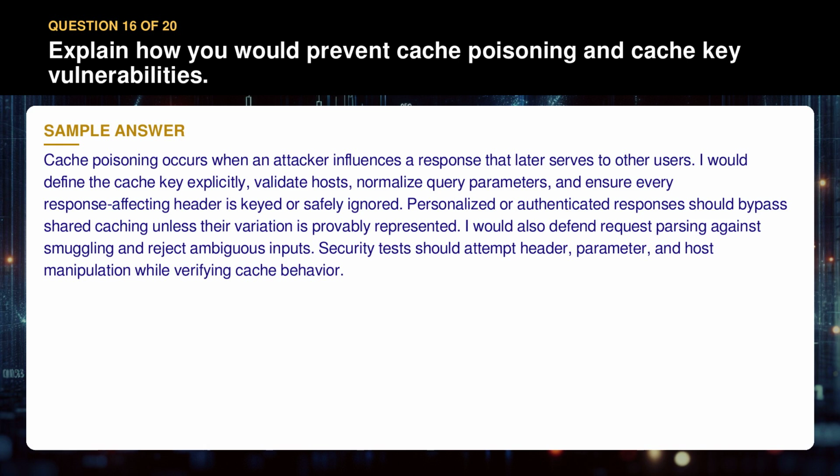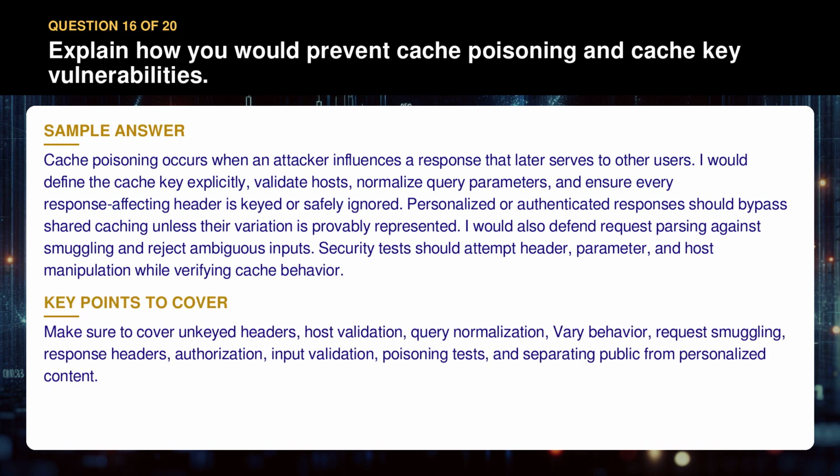Personalized or authenticated responses should bypass shared caching unless their variation is provably represented. I would also defend request parsing against smuggling and reject ambiguous inputs. Security tests should attempt header, parameter, and host manipulation while verifying cache behavior. Make sure to cover unkeyed headers, host validation, query normalization, vary behavior, request smuggling, response headers, authorization, input validation, poisoning tests, and separating public from personalized content.